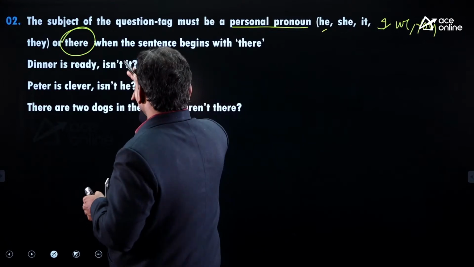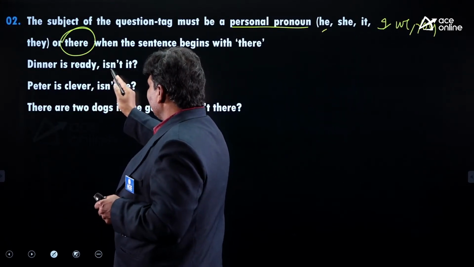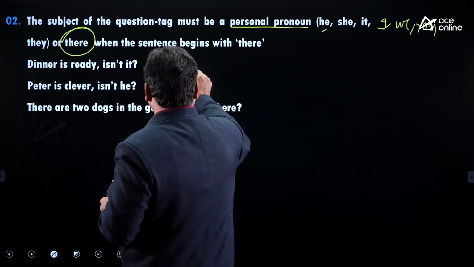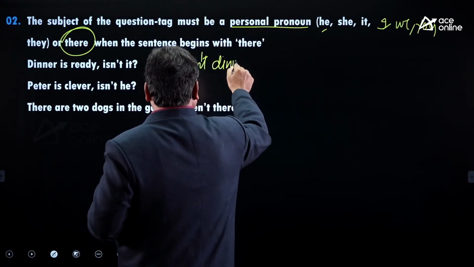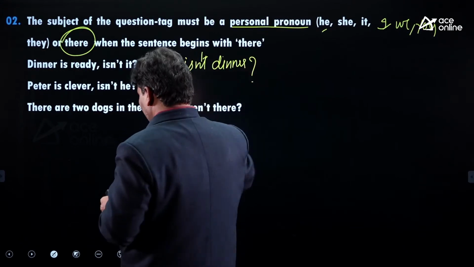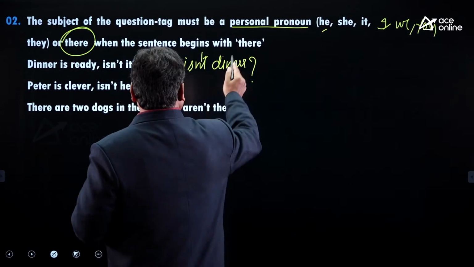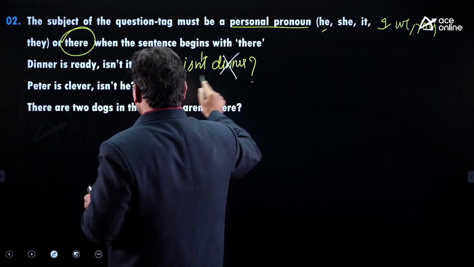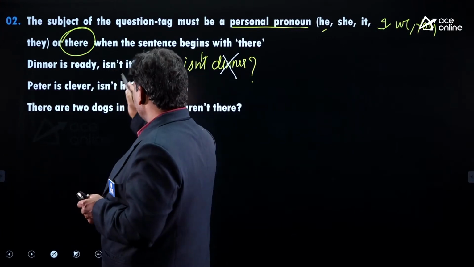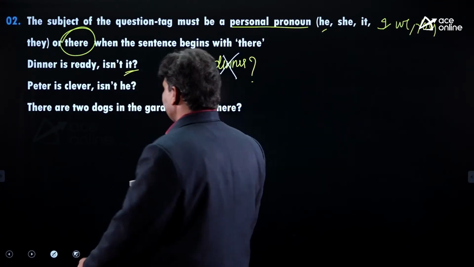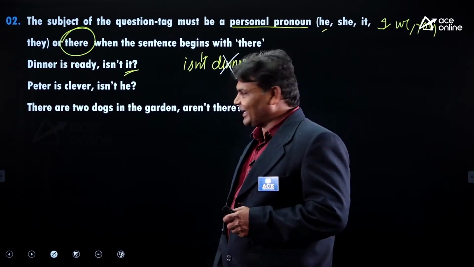Now, when the sentence begins with there... Take this one: dinner is ready. Isn't dinner? Can I say like that? No, you cannot say that. Why? I told you, only personal pronouns we have to use. So in place of dinner we have to use the word it. So, dinner is ready, isn't it?